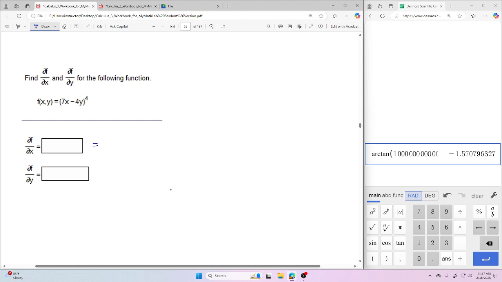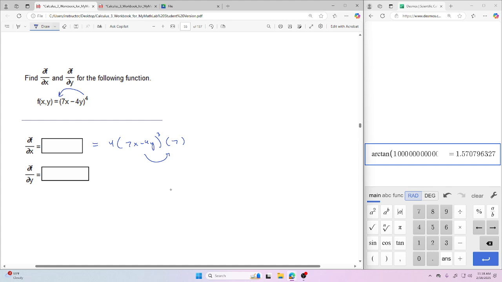Okay, so first starting off with the power rule, it'd be 4 times 7x minus 4y to the third power. Perfect. 7. Just 7. Yes, you're right.